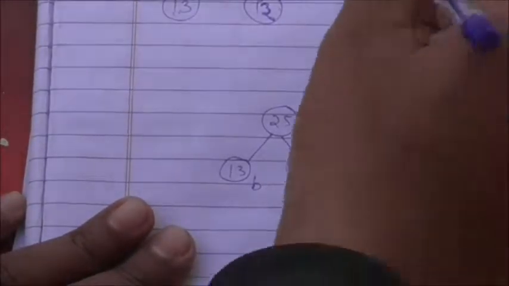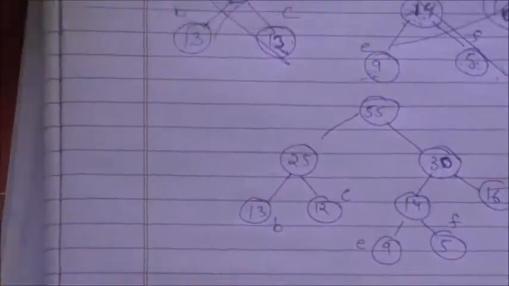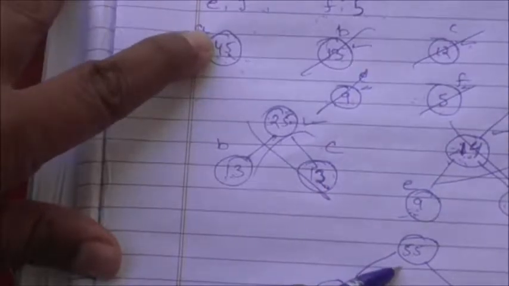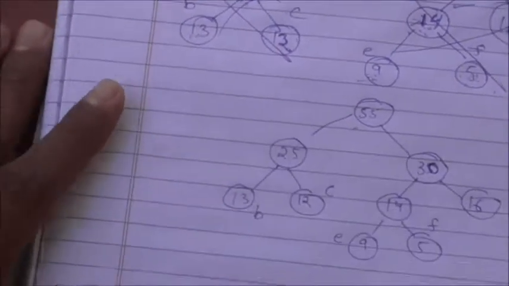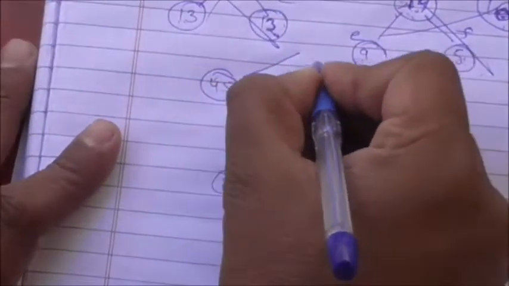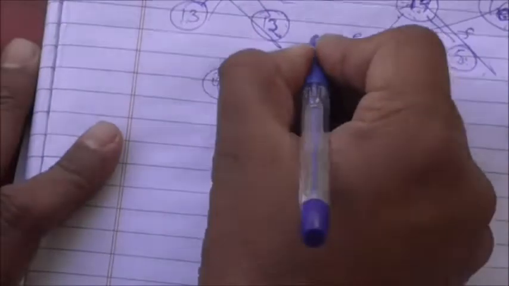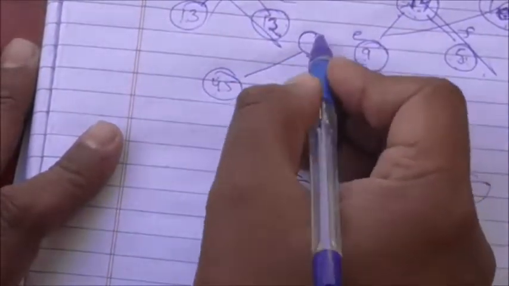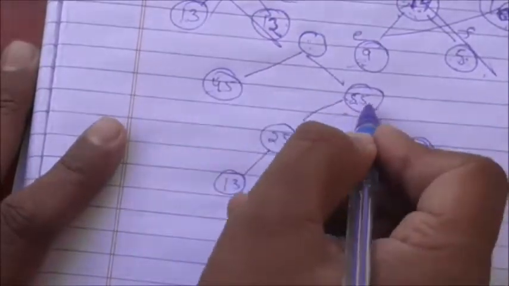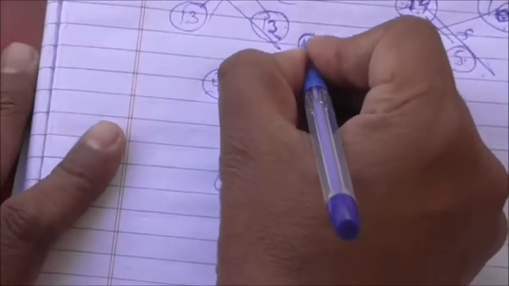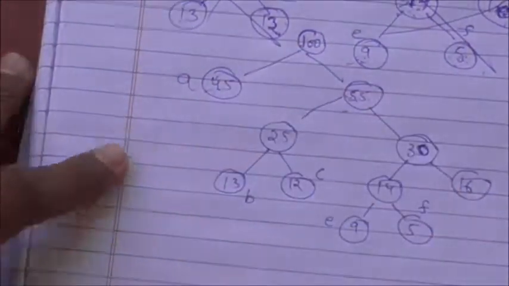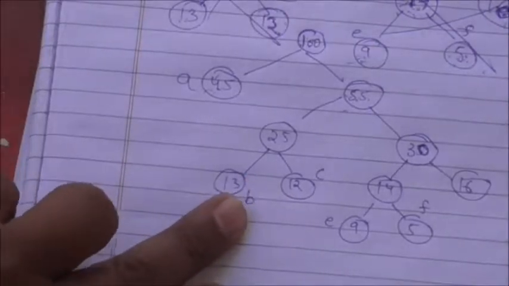Right, now I have only 2 nodes, this node A and this node, so I will merge them into a single node. The sum of the weights of these 2 nodes is 100. So the weight of that single node is 100, right? So this is node A. So now a tree is formed.